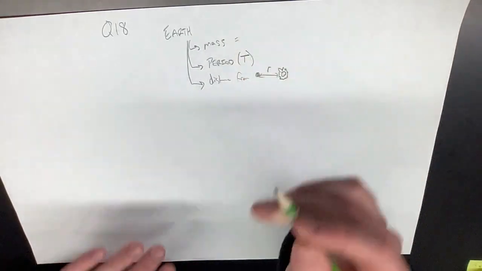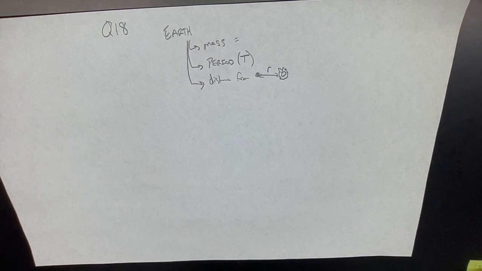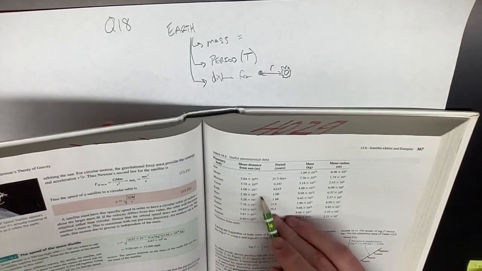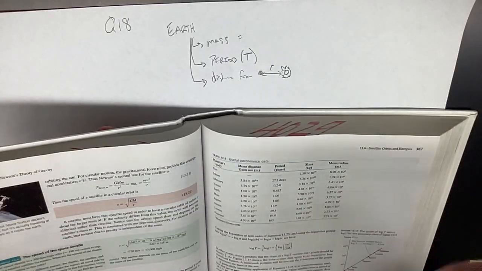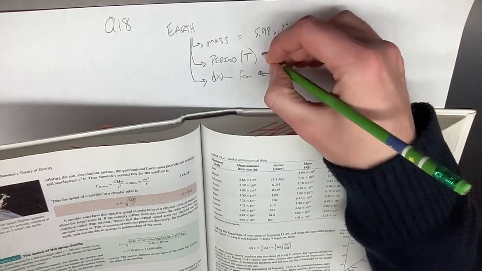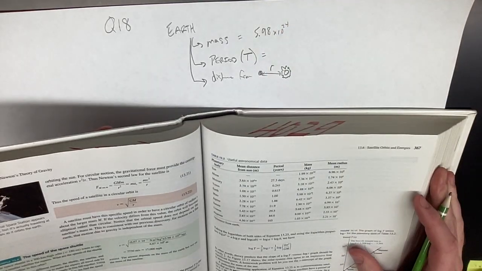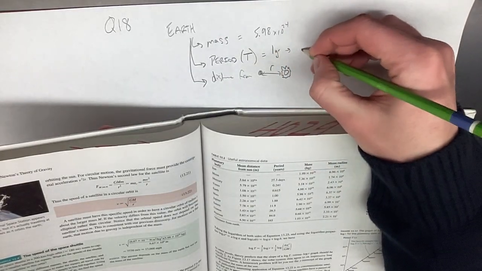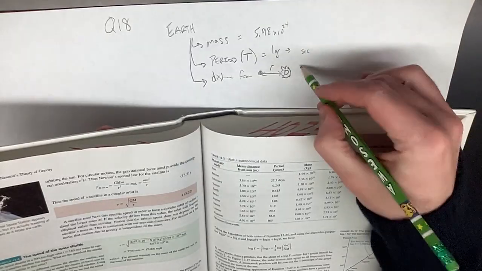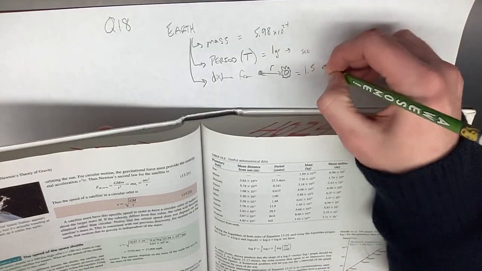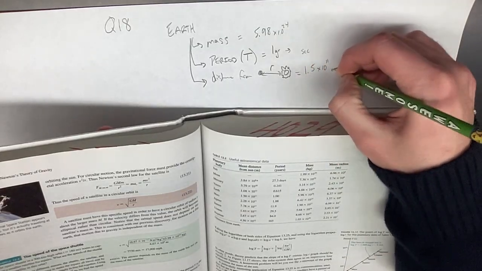All right, let's figure those out. Mass of the Earth is given to us as 5.98 times 10 to the 24th. Period of the Earth is given to us as 1 year, but we need to convert that into seconds. And the distance from the sun to the Earth is given to us as 1.5 times 10 to the 11th meters.